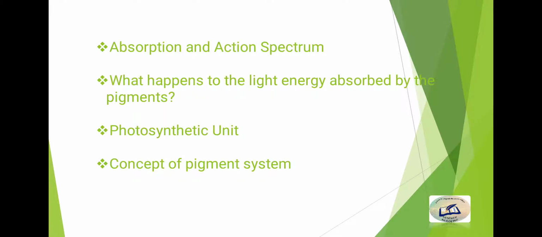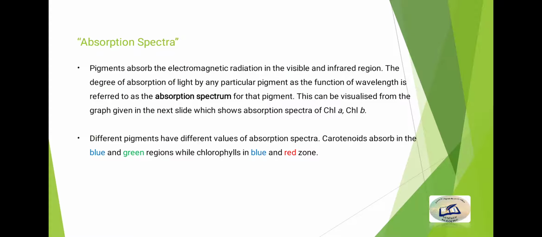Now what is absorption spectra? The degree of absorption of light by any particular pigment as a function of wavelength is referred to as the absorption spectrum for that particular pigment. Pigments absorb in different ranges of electromagnetic radiation, may it be visible or infrared. So different pigments will have different absorption spectra depending on their particular characteristics.